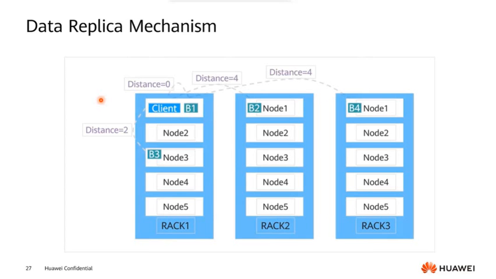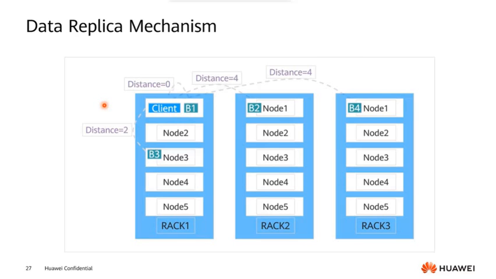And here is the data replica mechanism. Besides the metadata high reliability mechanism, the data stored on data nodes also has its own mechanism. Here we are going to talk about the data replica mechanism. First, we need to know how to calculate the distance between different servers.